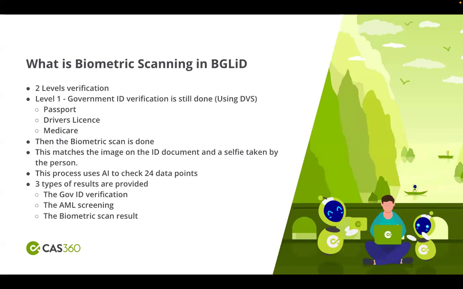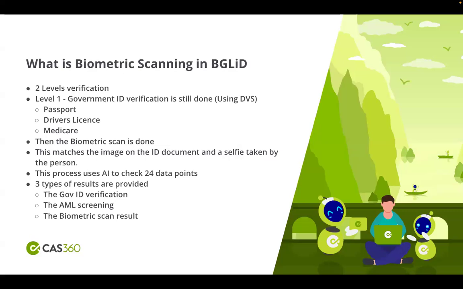So the BGLiD biometric scan, at its first level, will still verify the ID document with the DVS or the DIA in New Zealand. So it will verify the ID document with the issuer. So you will know that it is a legitimately issued ID document. That's step one.